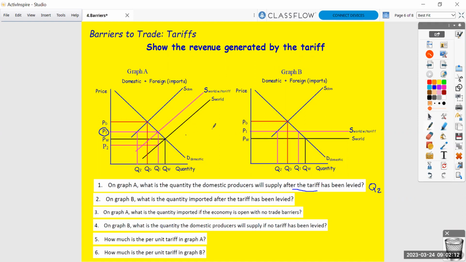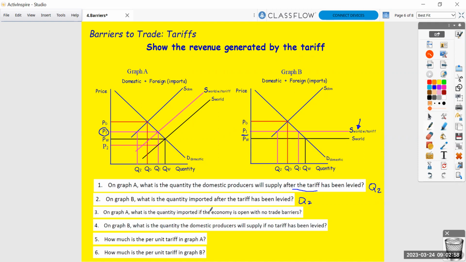On graph B, this is a little bit of a different graph. This one is an upward sloping supply curve for the world, where this one is horizontal. This one right here is probably the one you're going to see most often, because it's showing that at the world price, the rest of the world, all the other countries will be able to supply what we need. So on that graph, the quantity that's imported after the tariff is levied is also going to be Q2. Because these two world prices are exactly the same. I'm just showing you it in different models.